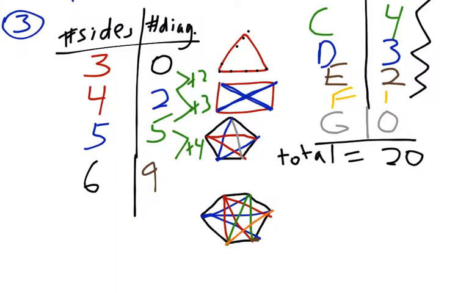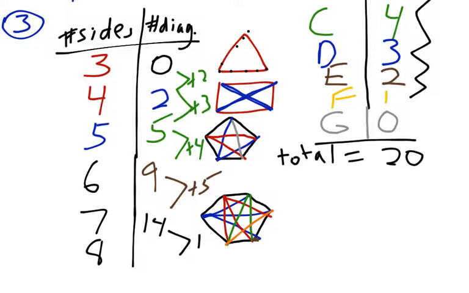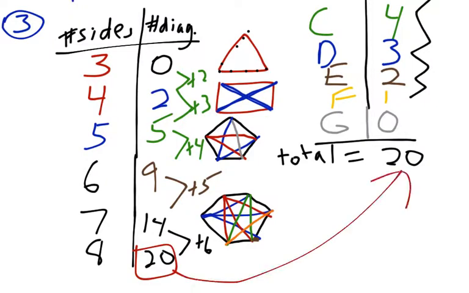So 2, 3, 4. Now if we add it again, we're adding one more each time. So if we add 5, we would be up to 14 for a 7-sided figure. For an 8-sided figure, what would I need to add? That's right, 6. So 14 plus 6 is 20. Ding, ding, ding, ding. We had 20 there. We had 20 over there. So our check method worked. We tried it a different way, and it worked out.